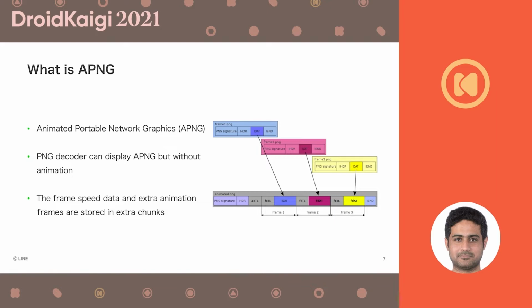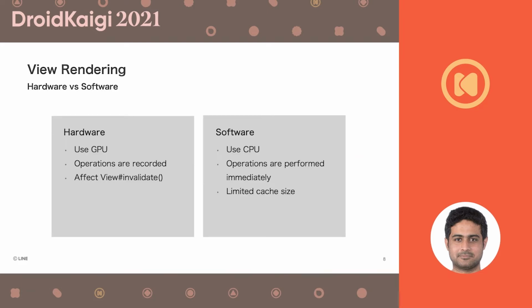Besides the benefits that we discussed before, another big benefit is that it's super backward compatible. It means any PNG decoder can easily display APNG images, but it will not animate the images. So that's one point. And if you see the image here, it shows how different frames are added with some extra metadata. Okay, so now we have finalized our APNG image file format.